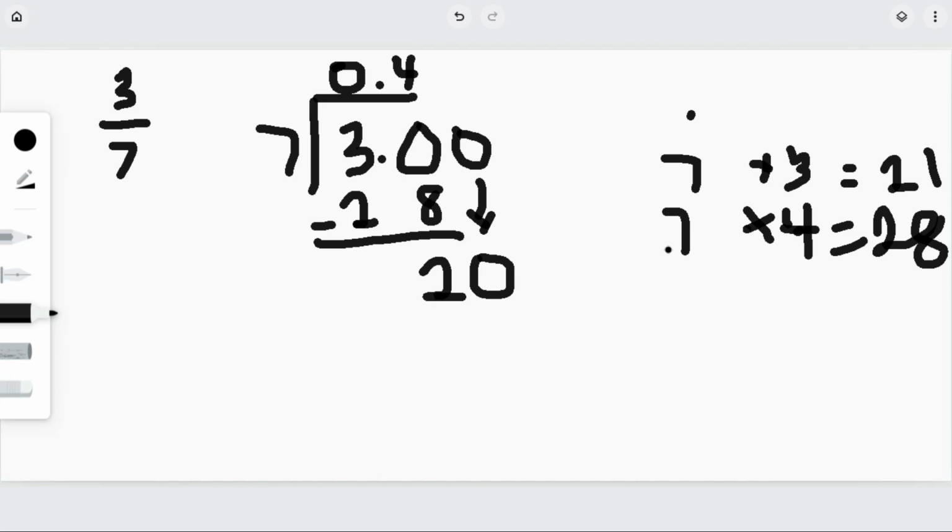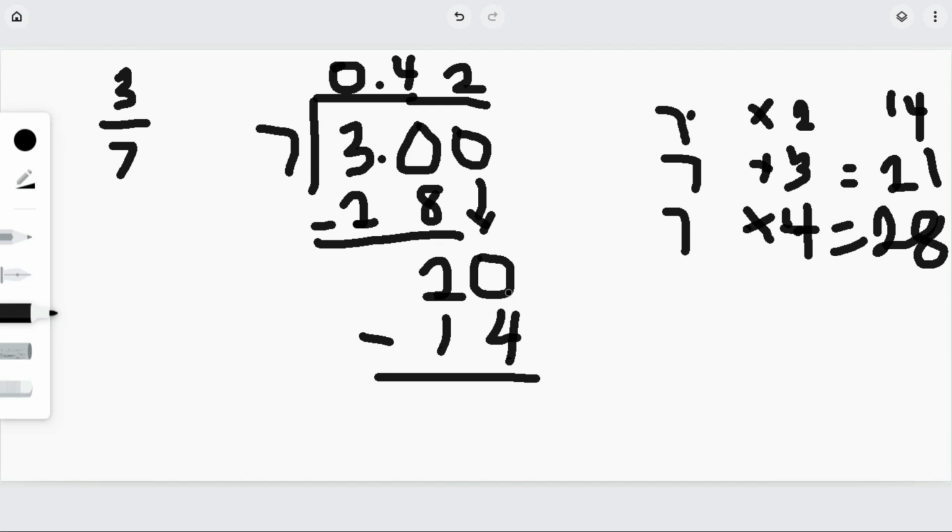And we are going to 20. That means we are going to use 7 times 2. If you remember quite well, that is 14. So how many 7s can you find in 20 now? We have 2. 2 times 7 now is 14. So after that, we now subtract it. If you subtract this one now, this will be 6. So we write another 0 and bring it down. So this will be 60.